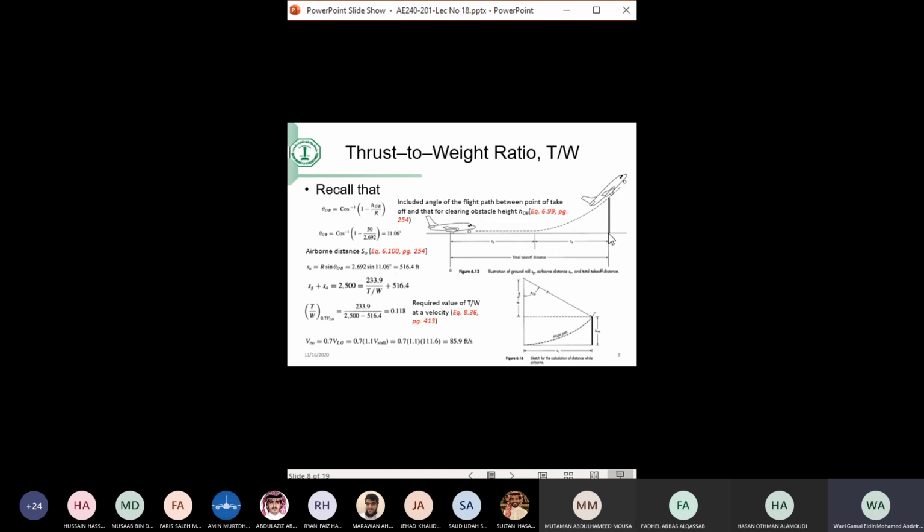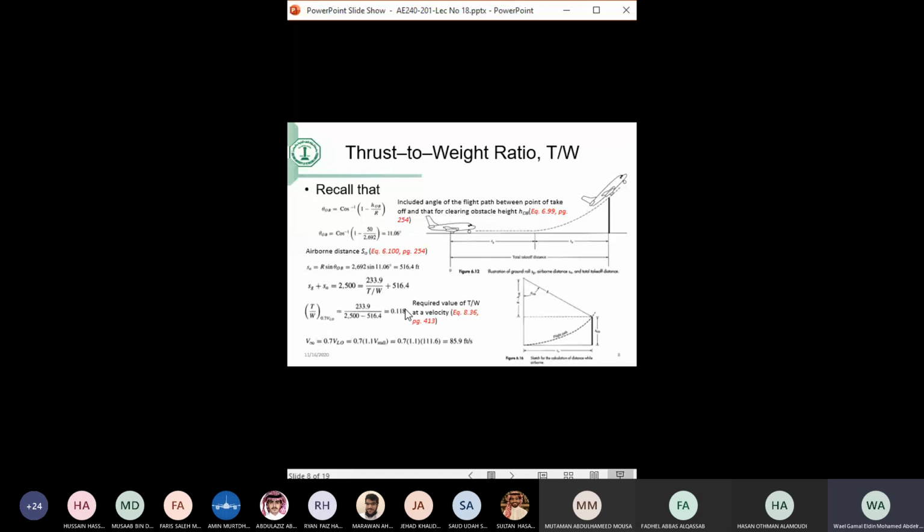So if this is 516 feet and the total is 2500 feet, then SG should be a little bit less than 2000, right? So now if I know SG, which is the difference between the 2500 and 500, and I know that it's related as 233 over T over W, the only unknown is the thrust to weight ratio, which turns out to be 0.11. Here is our first piece of information about the engine. If you want to satisfy the takeoff condition, you need an engine that gives you thrust equal to 11% of the weight of the aircraft.